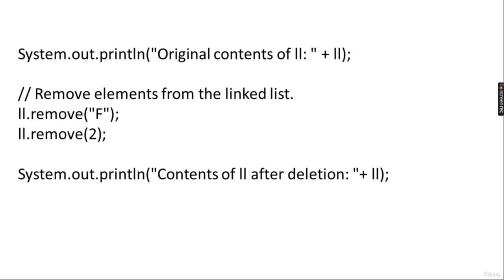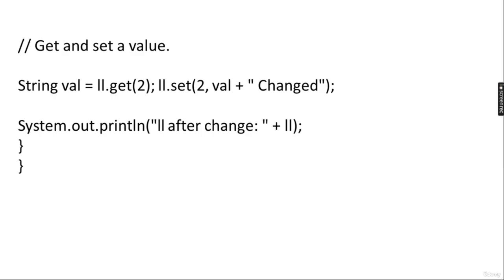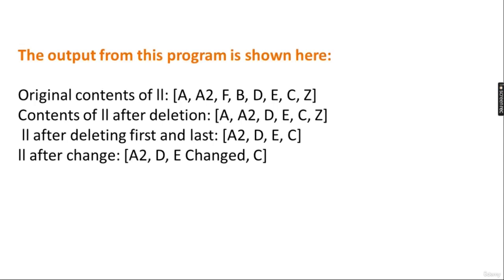Then remove the elements F and Z from the linked list, and show the contents of LL after deletion. Then get and set a value. String value is equal to ll.get(2). You are fetching the element and storing it in value, and then ll.set(2, value + " Changed"). This is the concatenation operator we have used, and from index 2 we are getting the value, and at that location we are putting the new value plus Changed. So the linked list after change we are displaying.